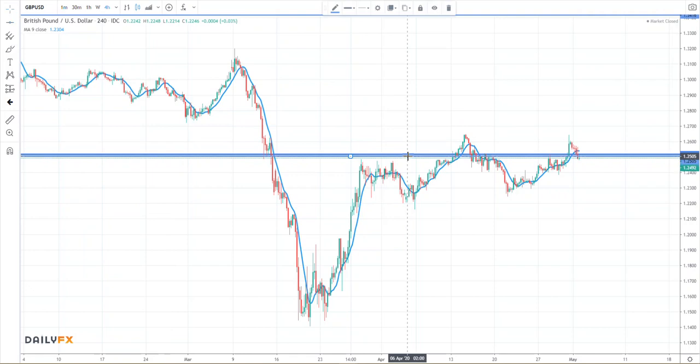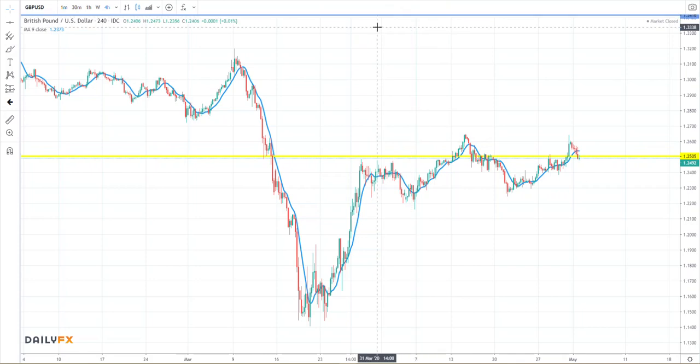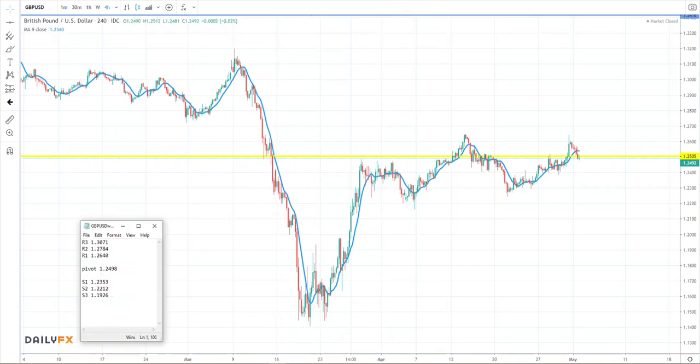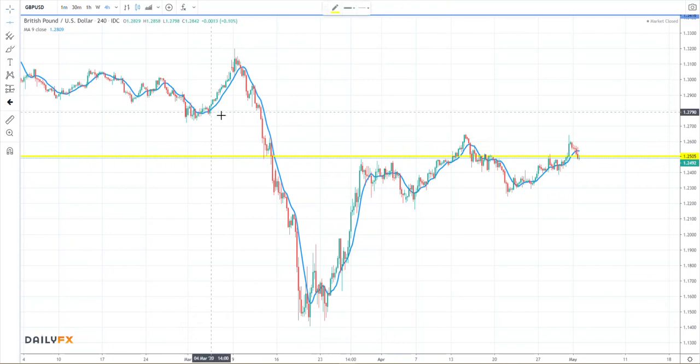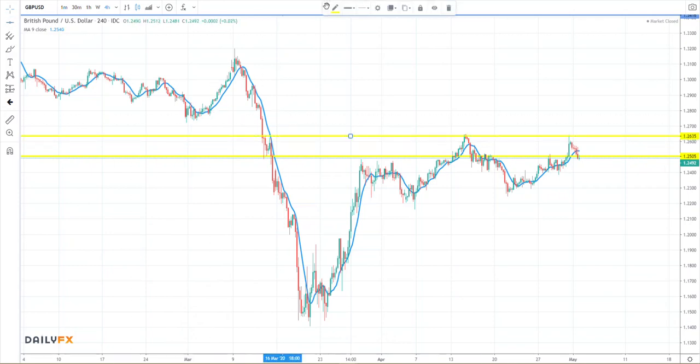1.2498. Okay, just pretty much we had that drawn anyways. Let's go ahead and make that yellow. That's our weekly pivot, and price is hanging out right below that. We're around that area right now. R1, 1.2640 is our first resistance. So that's the recent high, 1.2640.